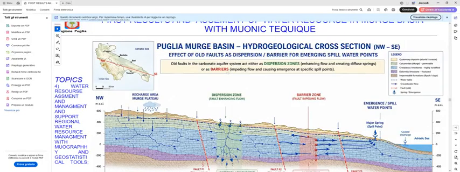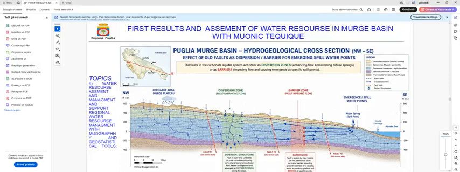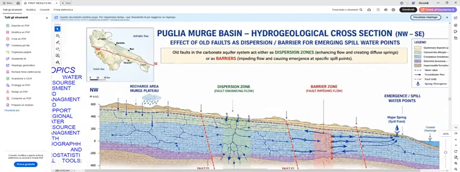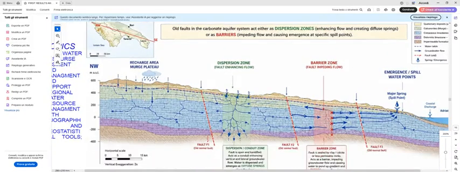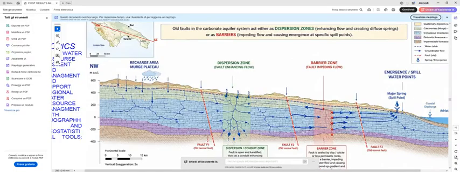In this case, we are showing you the hydrogeological cross-section. This cross-section was built in this direction. We have the recharge area, Murge Plateau. We have the dispersion zone of fault enhancing flow between the first normal fault, an old normal fault, and the second normal fault, between the Gravina fault and another normal fault.